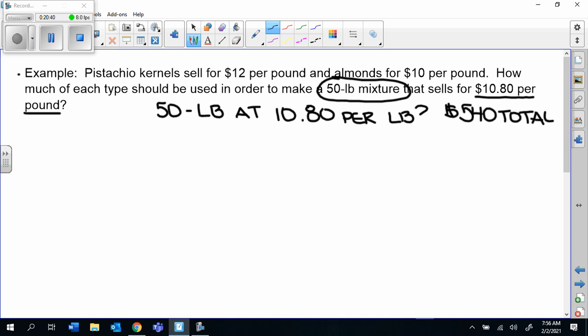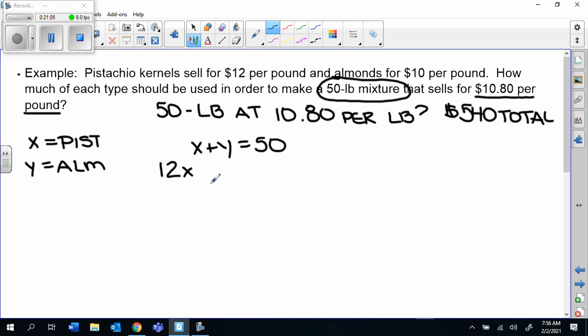And now it literally is exactly the same. One equation with the number of items. So let's make X the pistachios, and let's make Y the almonds. So I have 50 pounds. X plus Y is 50. And now I just have the money. 12X, pistachios are 12 per pound, plus 10Y is a total of $540.